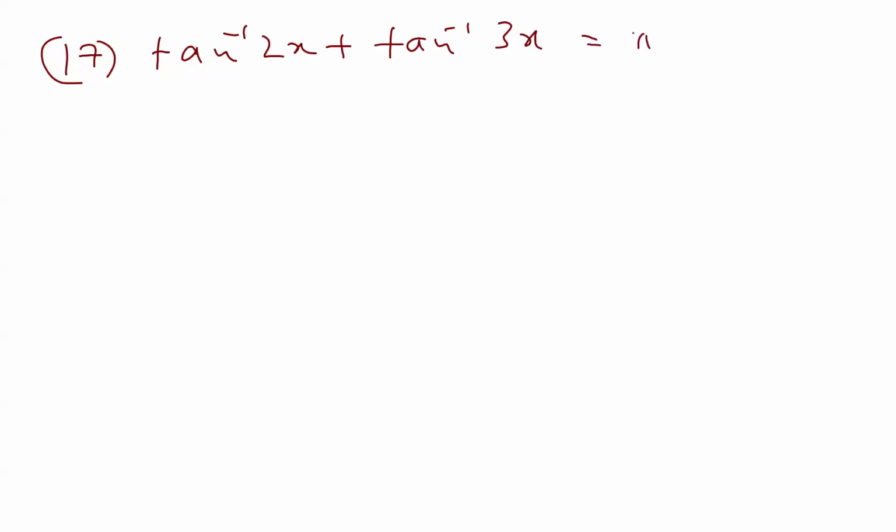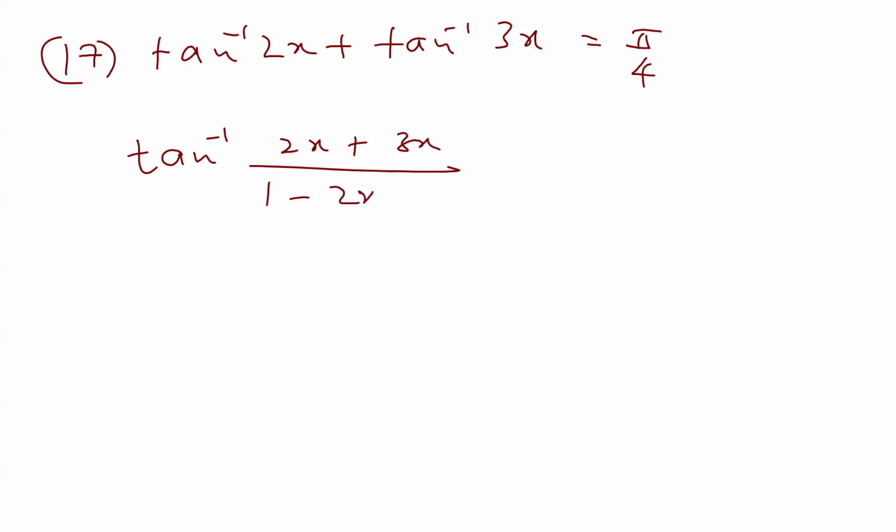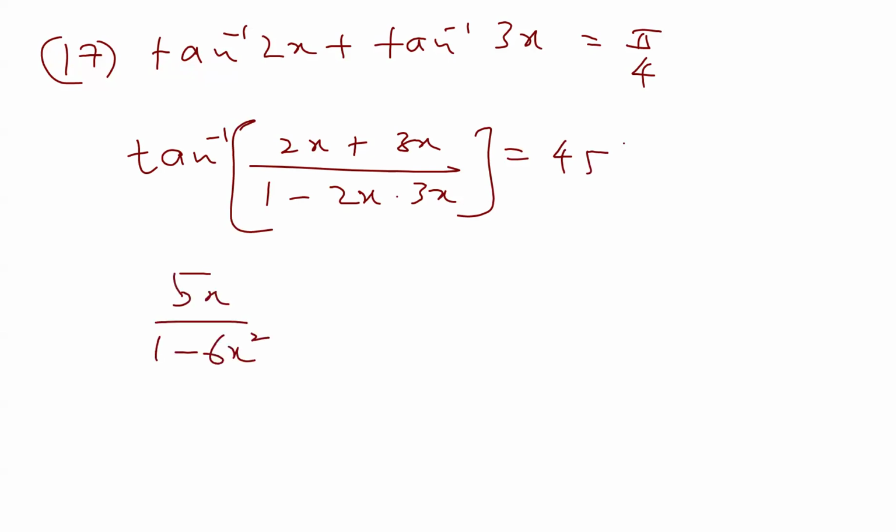Then 17th one, relatively simple. Tan inverse of 2x plus tan inverse of 3x is equal to 5 by 4. Tan inverse of (2x plus 3x) upon (1 minus 2x into 3x) equal to 45. 5 by 4 is 45. So 5x upon 1 minus 6x square is equal to tan 45. Tan inverse on the other side became tan 45, which is 1.